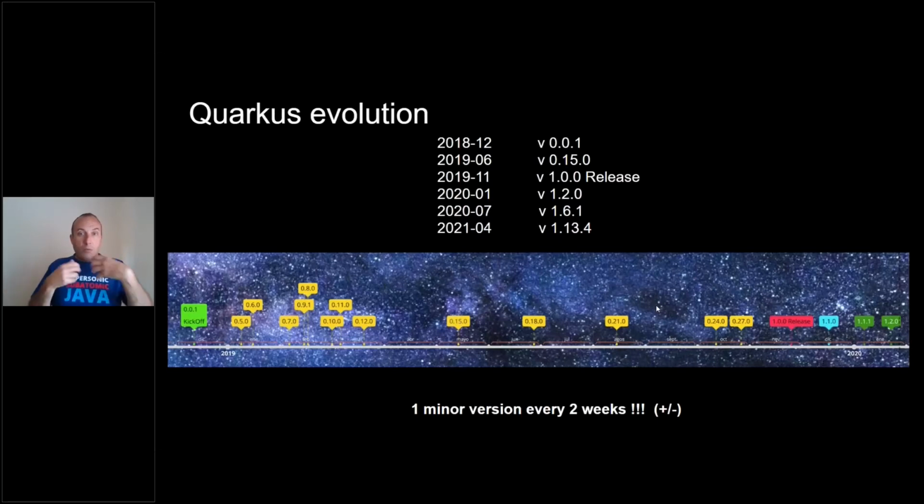Regarding the fast-paced releases, it started in late 2018. Now we are in mid 2021, and we've moved from version 0.0.1 to version 1.13.4. In the diagram, you see that at the beginning there were a lot of releases in a small space of time. I haven't diagrammed all the tags, but you can find that there's one minor release every 2 weeks, so it's very fast.